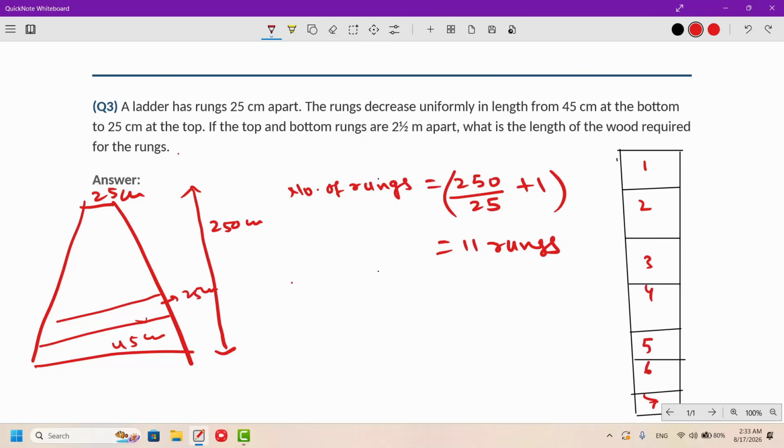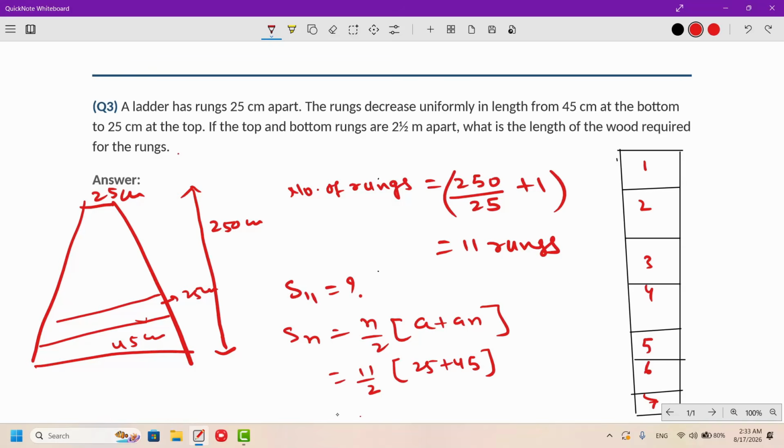So S11 we need to find out. Okay, we know Sn is equal to n by 2 into (a plus an). So 11 by 2 into (25 plus 45). So 11 by 2 into 70. So this one is 35, say cancel. So 35 into 11 is 385 centimeter. This one is your answer.